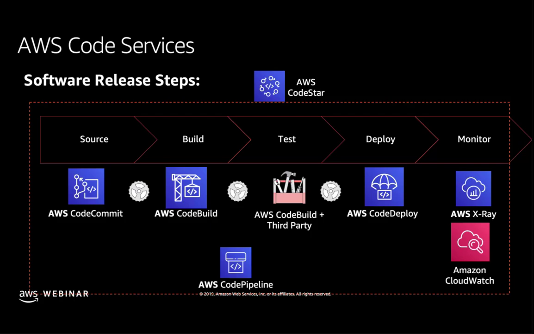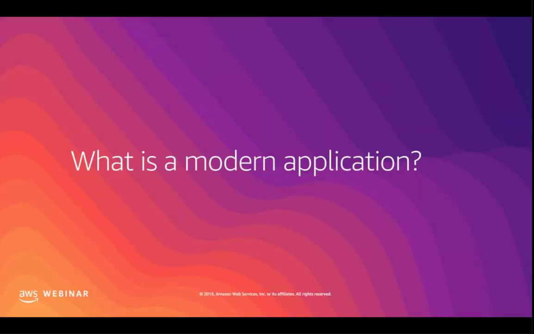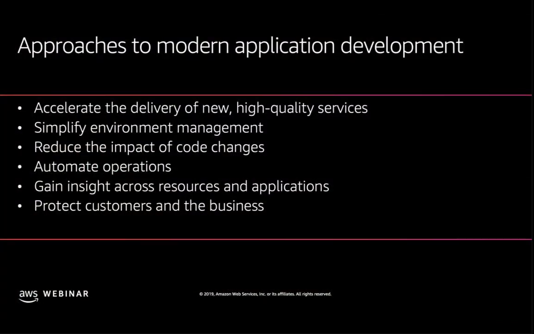So let's move on to talking about modern applications and what a modern application is. If you're doing modern application development, that means that you can accelerate the delivery of new high-quality services. You can have really simple environment management with them. You can reduce the impact of code changes, meaning a deploy shouldn't be a big deal. You should be doing a lot of deploys multiple times a day.